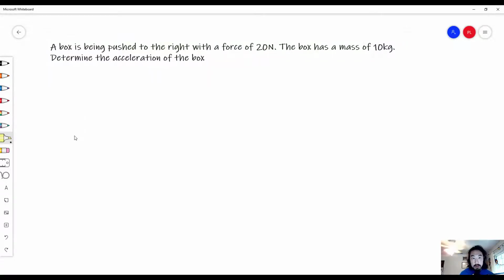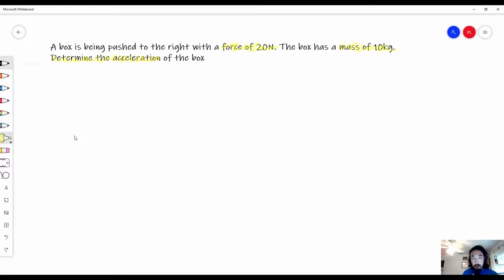All right, so the first thing I'm going to do is highlight some relevant pieces of information. We know that there's a force of 20 newtons. The box has a mass of 10 kilograms. And remember, whatever you're looking for is also relevant. The unknown is relevant here. So we want to find the acceleration of the box.